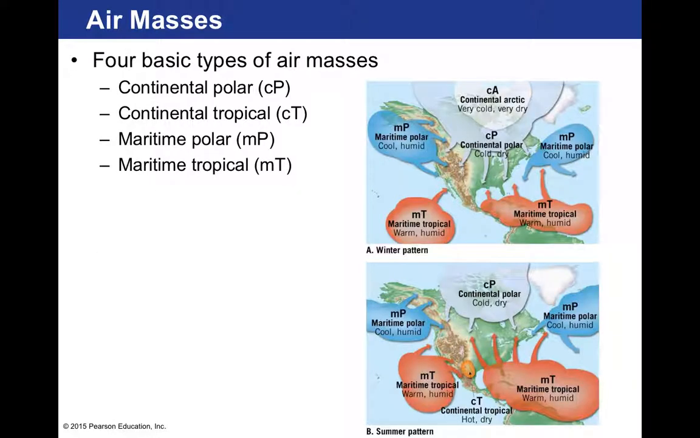All right, so what does that look like? There's four basic types when you take all that into account. You can have continental polar, so that's an air mass that forms in the cold region over a continent, continental tropical, maritime polar, and maritime tropical. And those two pictures give you an idea about where those air masses can originate during either a winter pattern or a summer pattern.